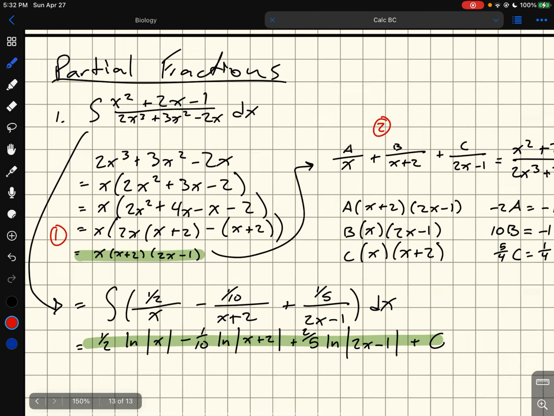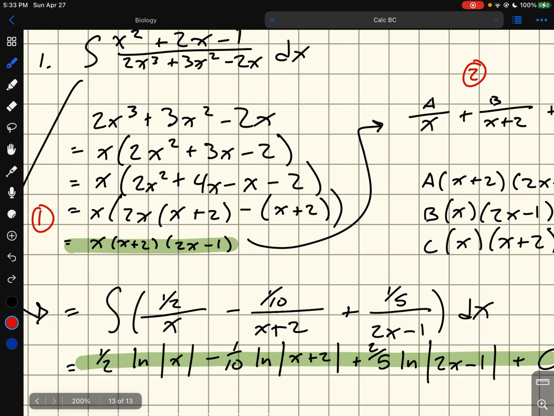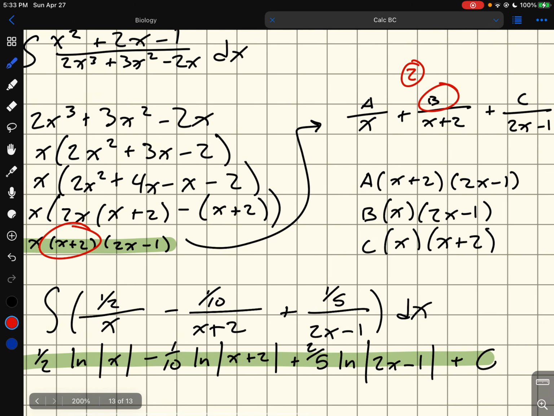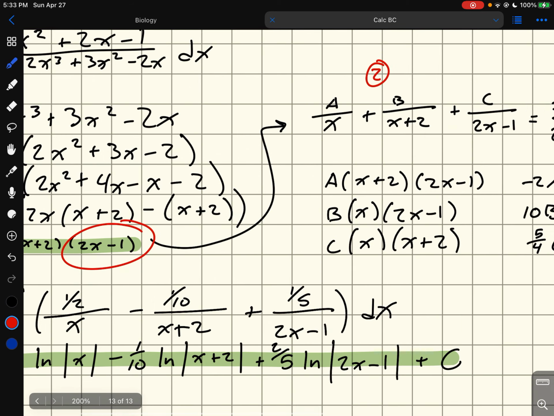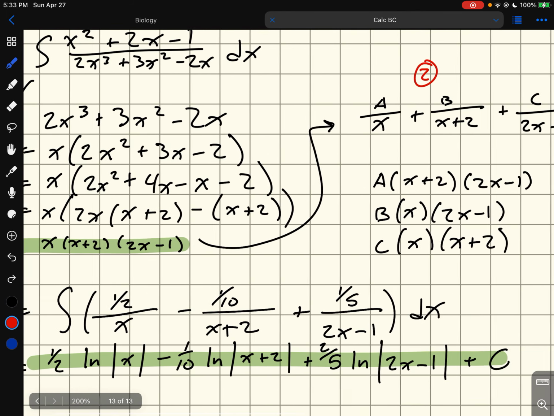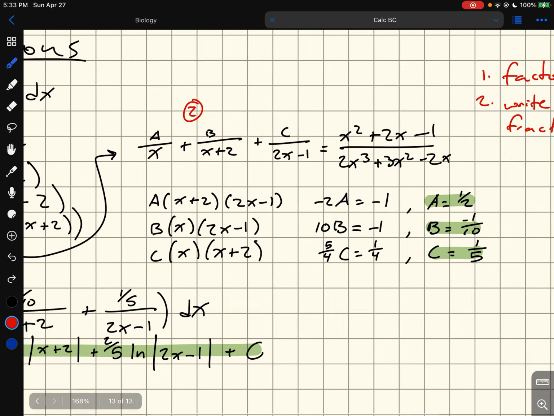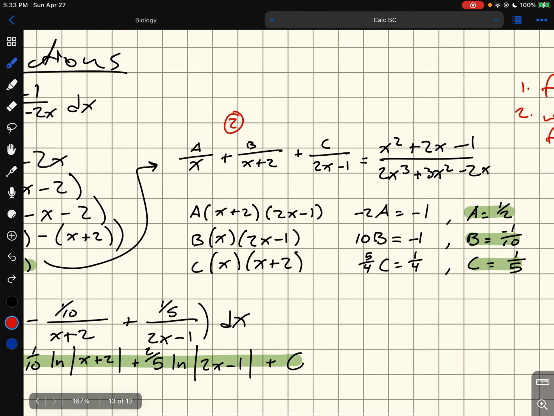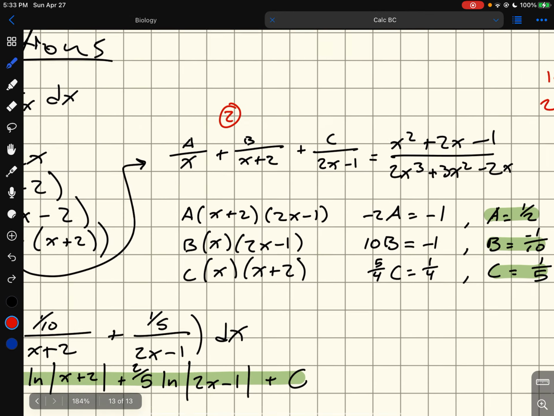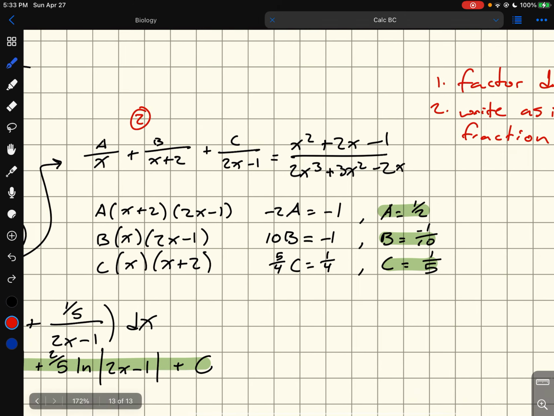So all you're doing is you're taking one factor and putting an a over it. You're taking the next factor, put a b over it. Taking the next factor, put a c over it. And remember, this is the denominator, so what you're finding is going to be in the numerator. Okay? So you want to split them up, write them as fractions. And then you're going to solve for a, b, and c. That's step 3. Here, I'll put it right here.